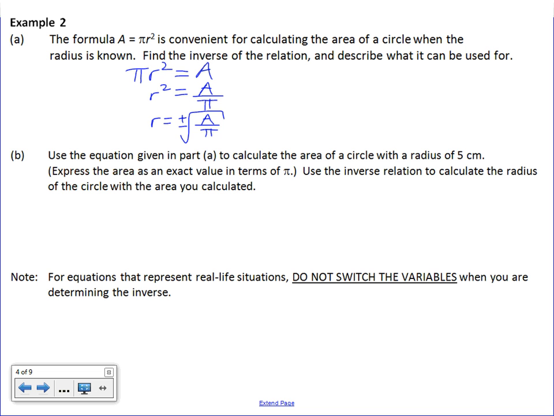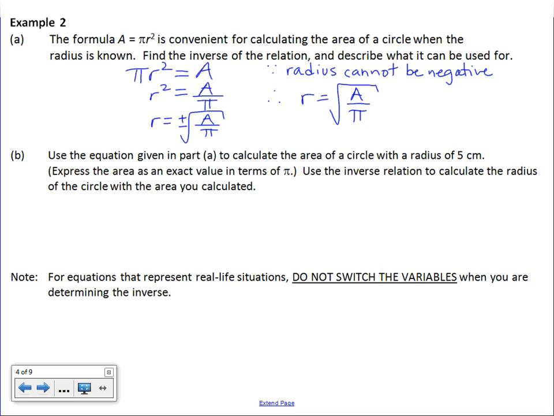But now, can you justify why you don't have to worry about plus and minus? Negative radius. So since radius cannot be negative, r equals the square root of A over pi. So there's your inverse relation to A equals pi r squared. The original function, you input radius, output area. Here you can input area, the output will be the radius.